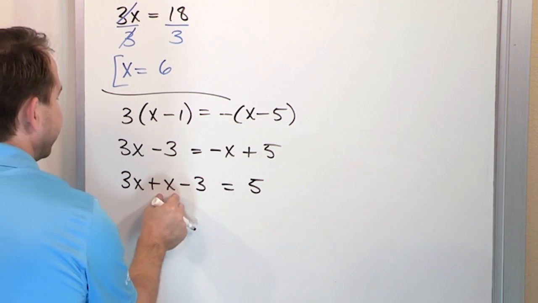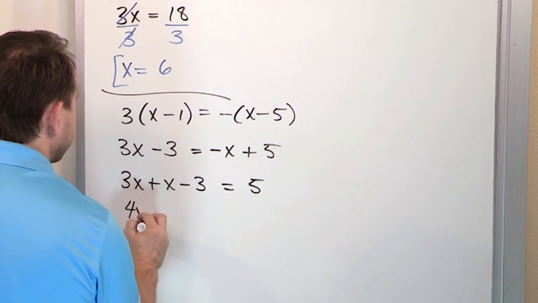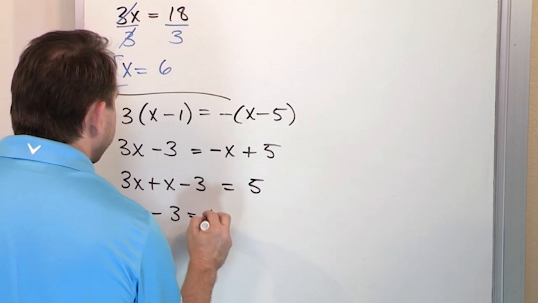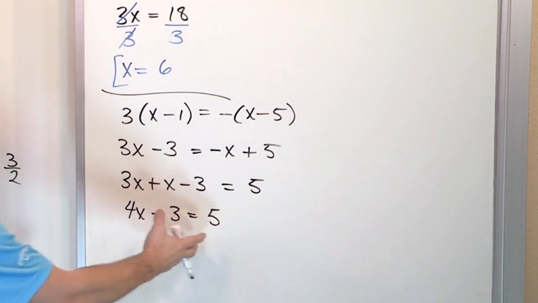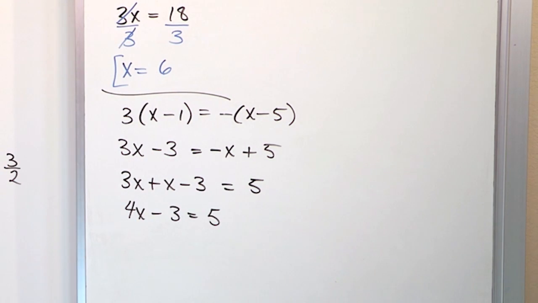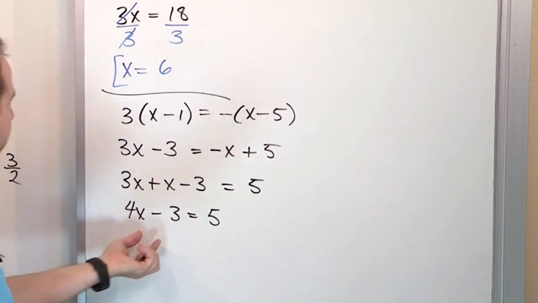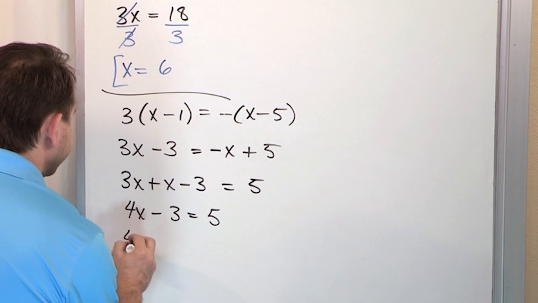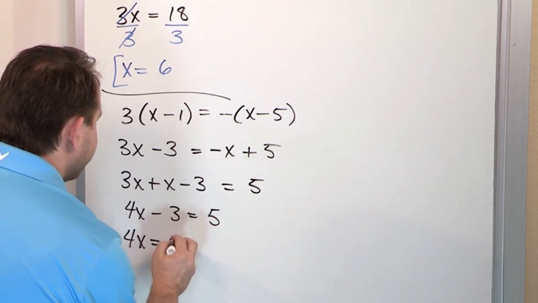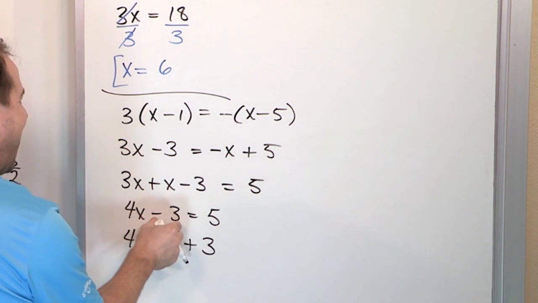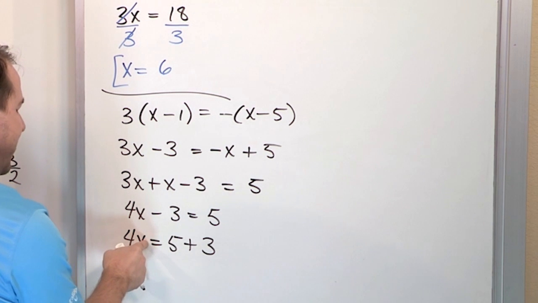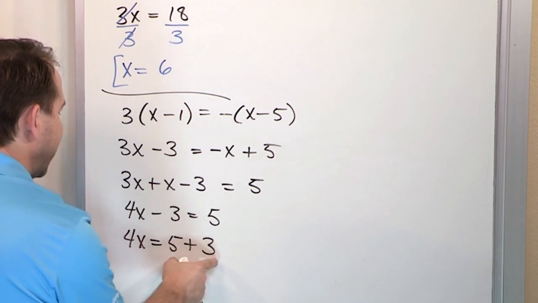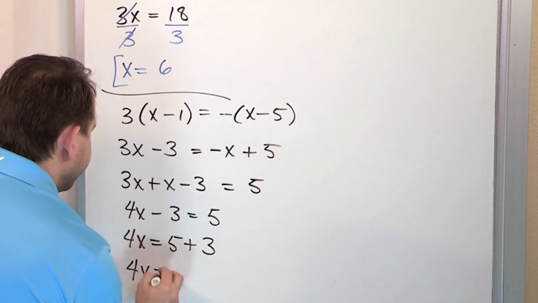Now 3x plus another x is what? 4x minus 3 equals 5. Now this equation is basically back to the exact type of equation we had before. So we know we move the number over. How? By doing the opposite. So what we're going to do is 4x is going to be equal to 5 plus 3. Why? Because we add 3 to the left. That kills it, makes it 0. We add 3 to the right. What is that going to give me on the right?